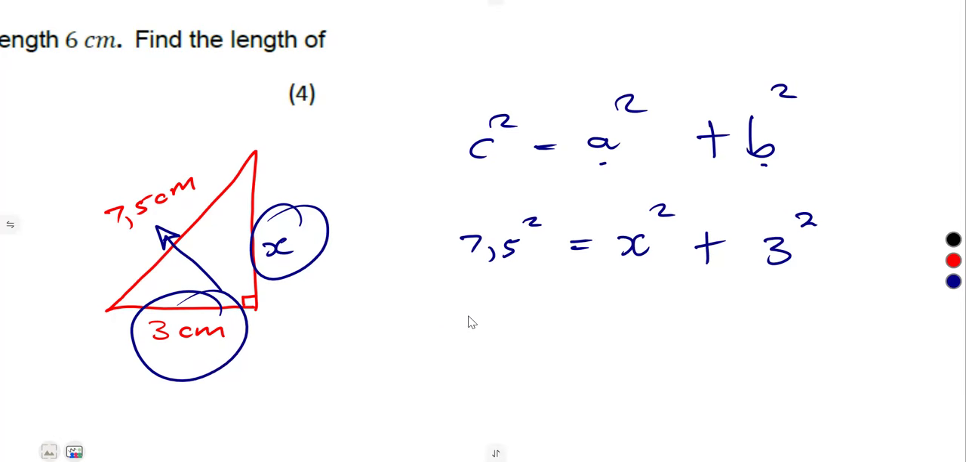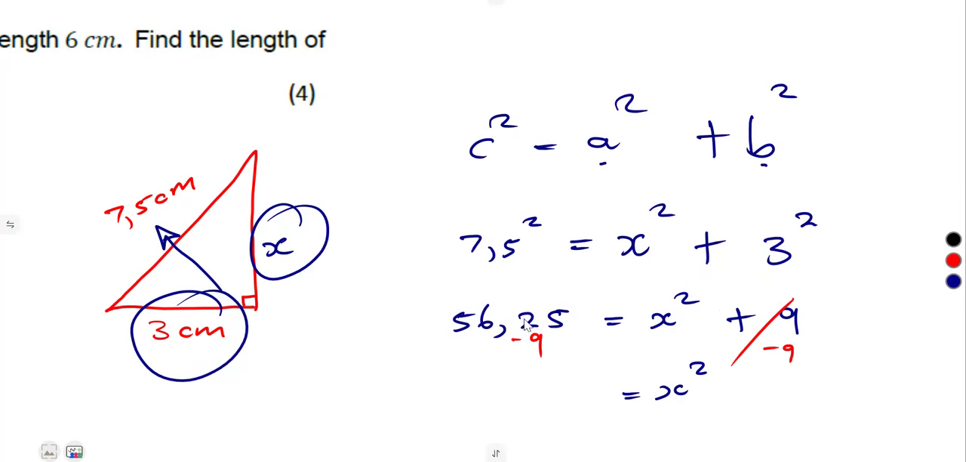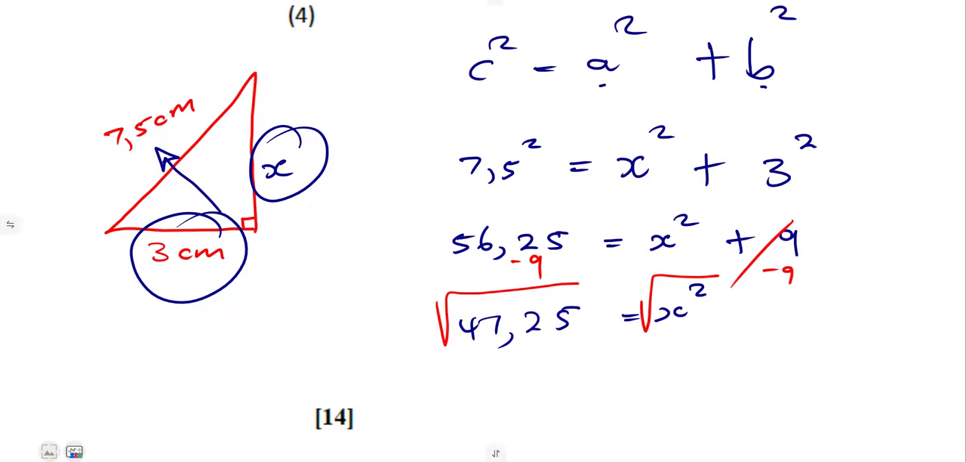7,5 squared is 56,25, equal to x squared plus 3 squared, which is 9. Subtract 9 from both sides of our equation. That's going to be x squared equals 56,25 minus 9, which gives you 47,25. So introduce the square root on both sides. Just like what we had before, we're going to have our x, which is 6,87386, and so on and so on.